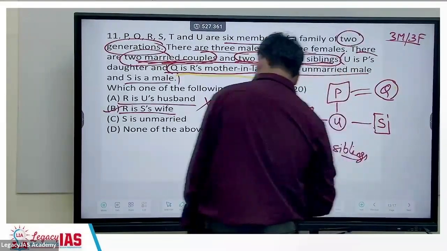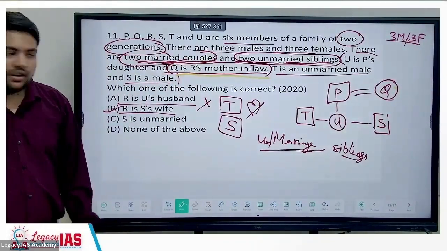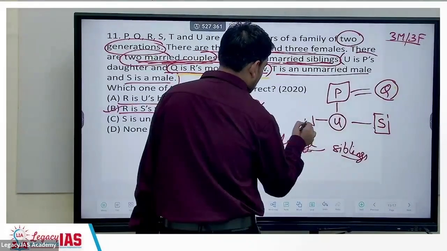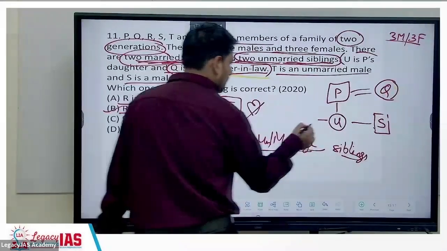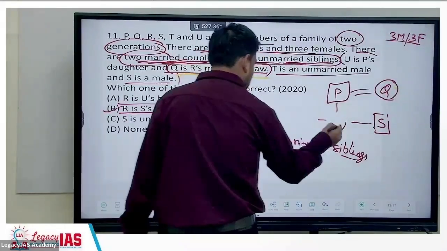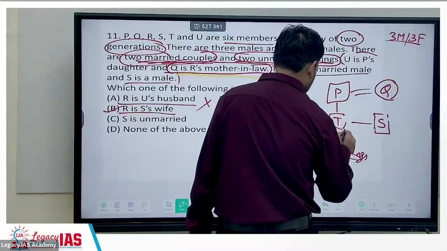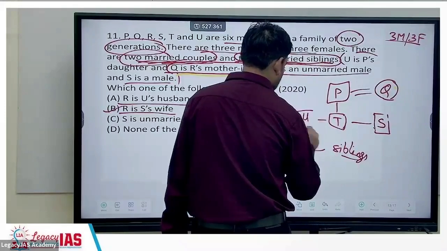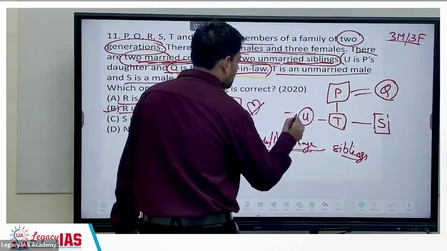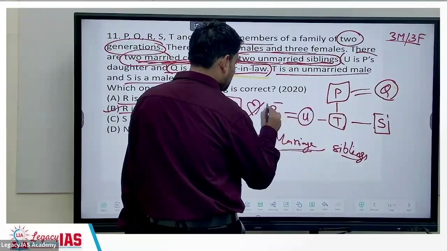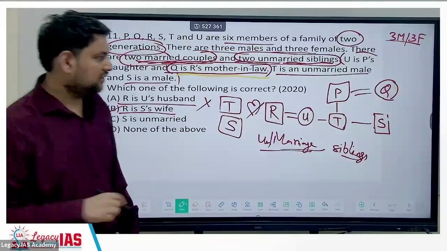R is married to U. And R will be the male. Okay, wait. So this is T. This is U. U is female and married to R. This is the diagram you're thinking of? Okay, let's see this.